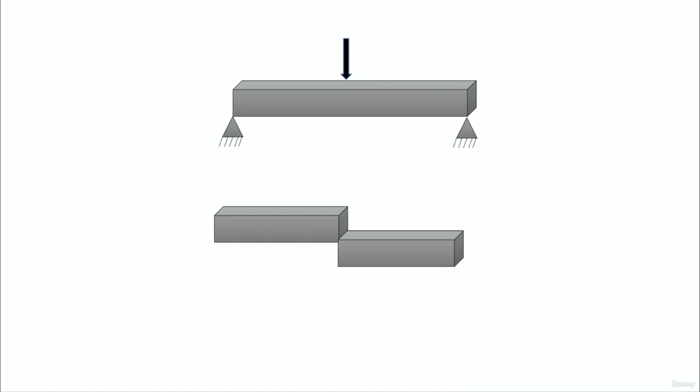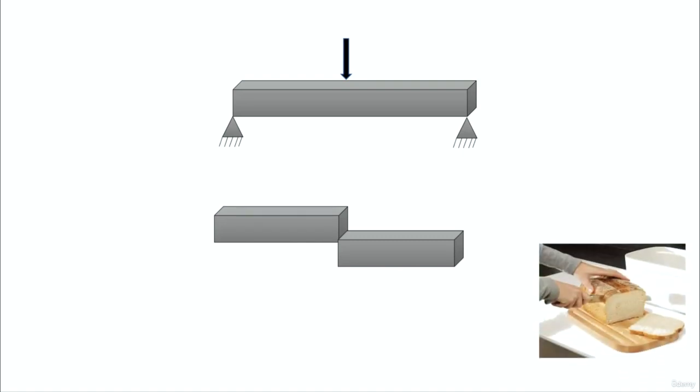So the externally applied load tends to slide one portion of the beam or a member upward or downward with respect to the other. For example, consider a bread loaf. Here we are applying the force with the knife, so it is shearing the bread loaf into pieces.